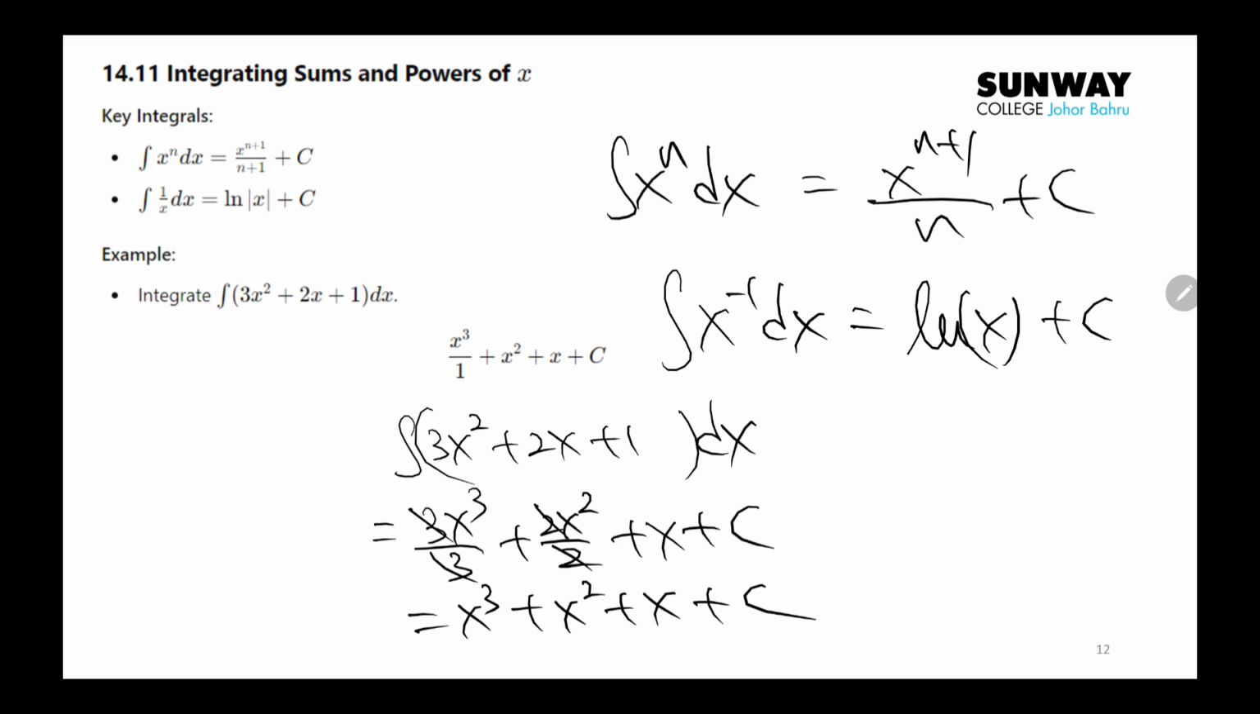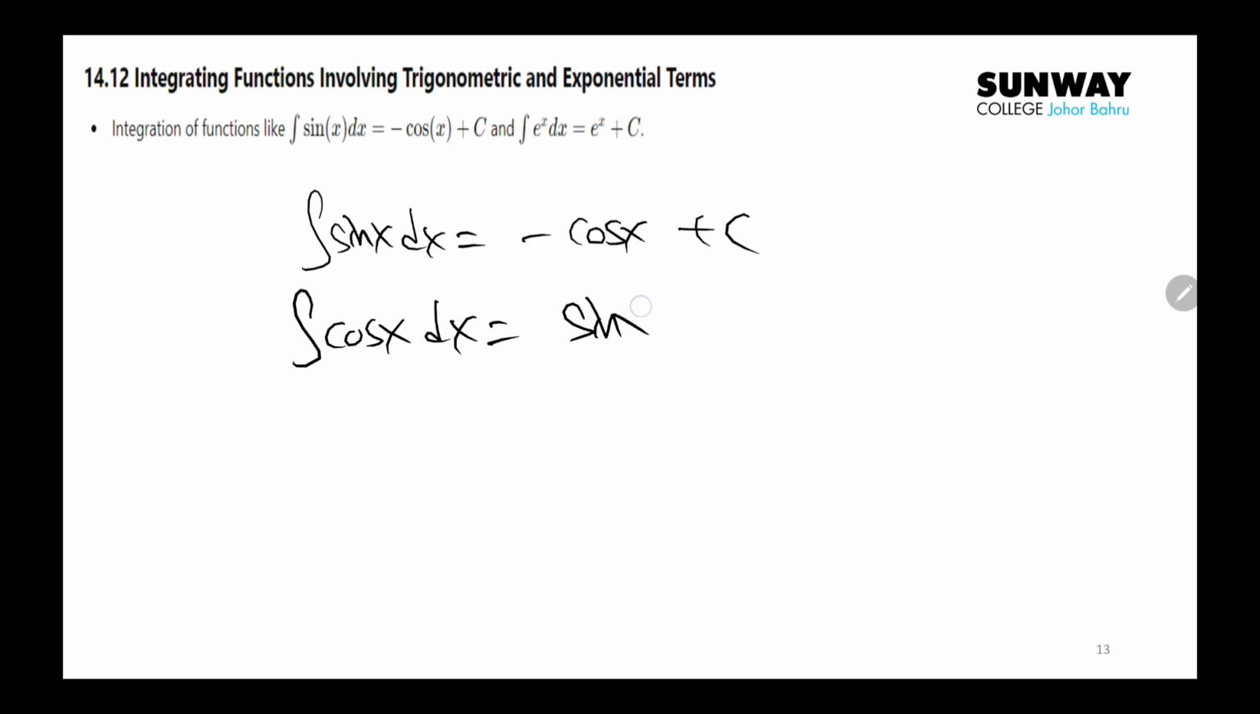These are the formulas for trigonometric functions. Integrating sine x will give you negative cosine x. Integrating cosine x will give you sine x. You do not have to memorize all of this; everything is going to be listed in the formula sheet. Integrating e to the power of x will still give e to the power of x itself.